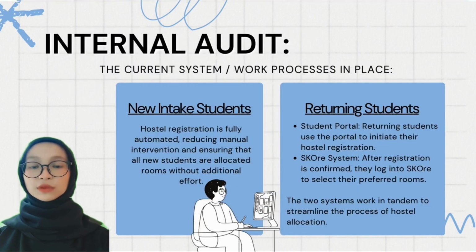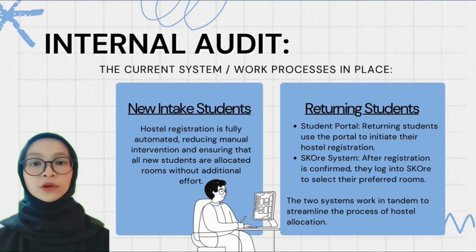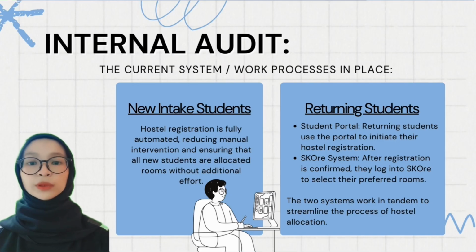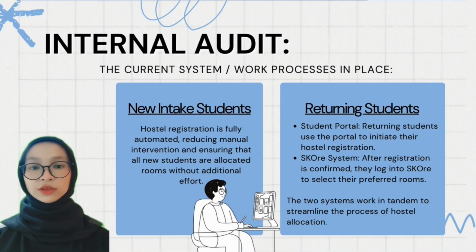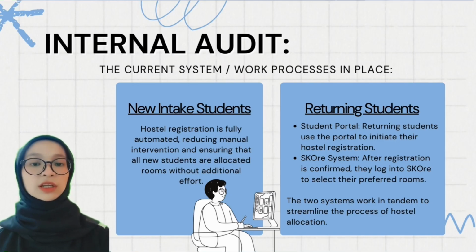For new intake students, hostel registration is fully automated, reducing manual intervention and ensuring that all new students are allocated rooms without additional effort. For returning students, they use the student portal to initiate their hostel registration. After registration is confirmed, they log into SKOre to select their preferred room. The two systems work in tandem to streamline the process of hostel allocation.